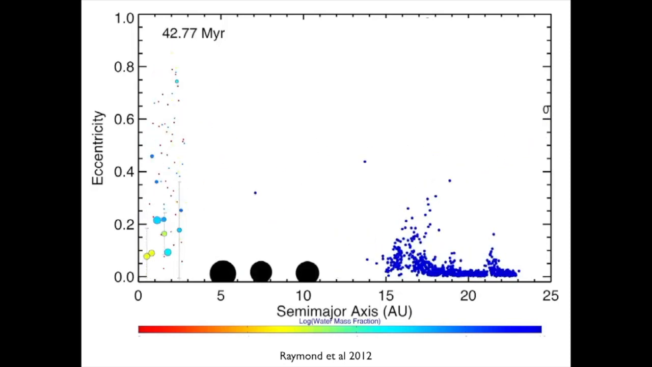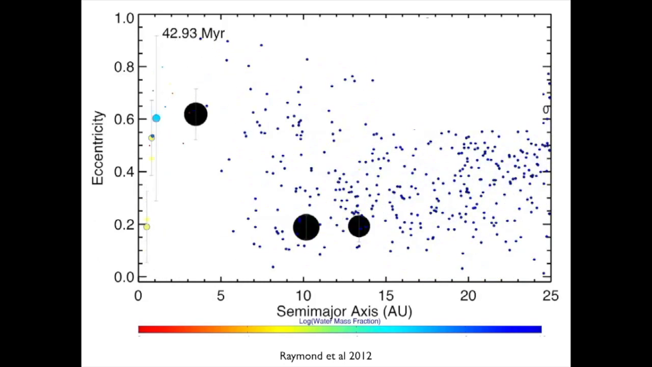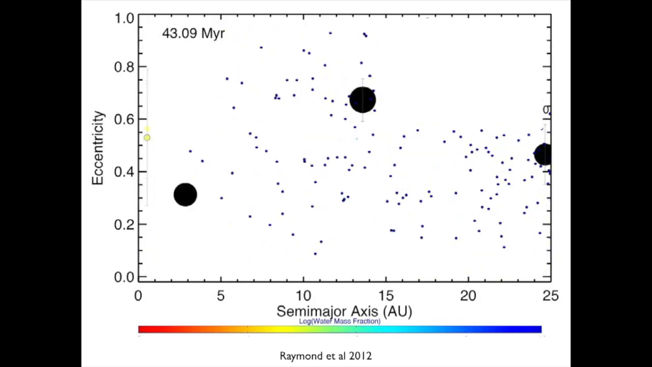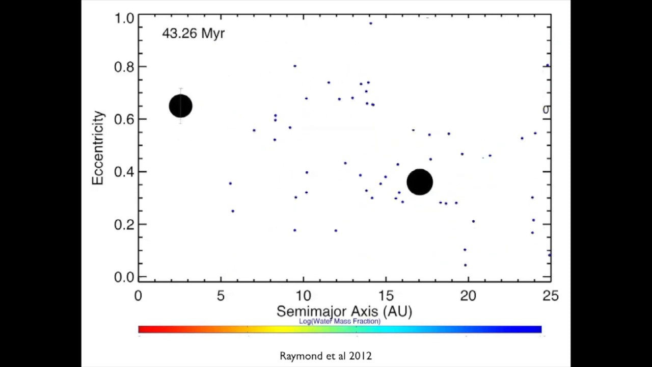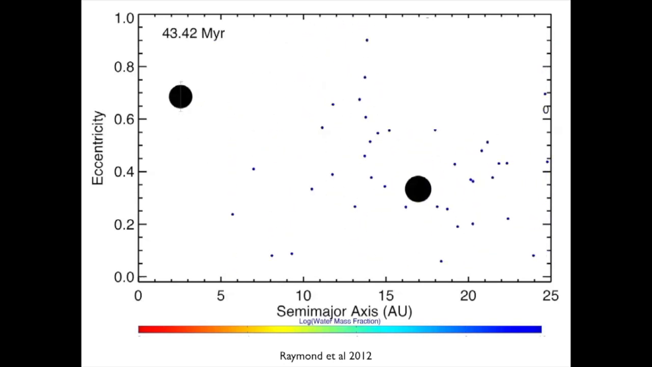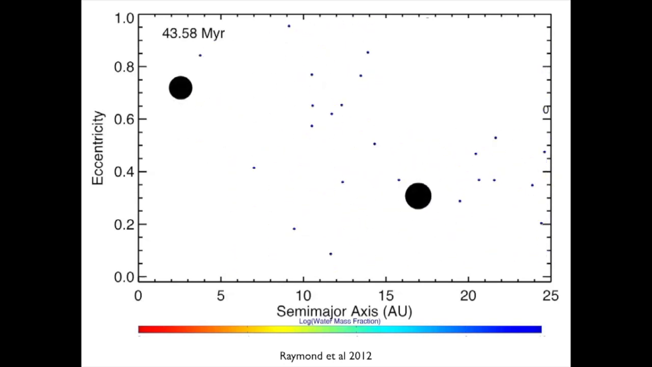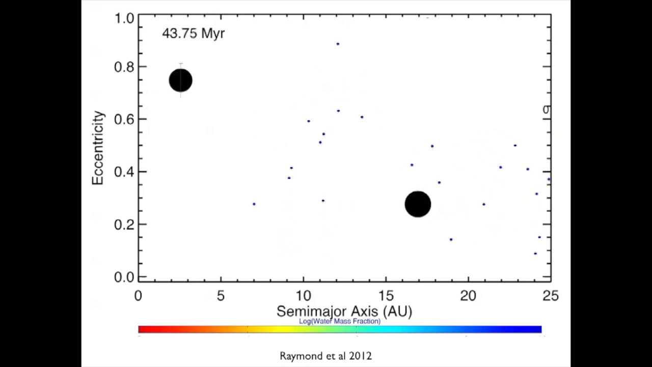So eventually these systems will become dynamically stable, and we're going to see the outcome or the consequence for the terrestrial region. So now one of these planets is going to have a close encounter with each other, like here, and then boom. So if you look again at what happened in the terrestrial region, there's nothing to form a terrestrial planet.